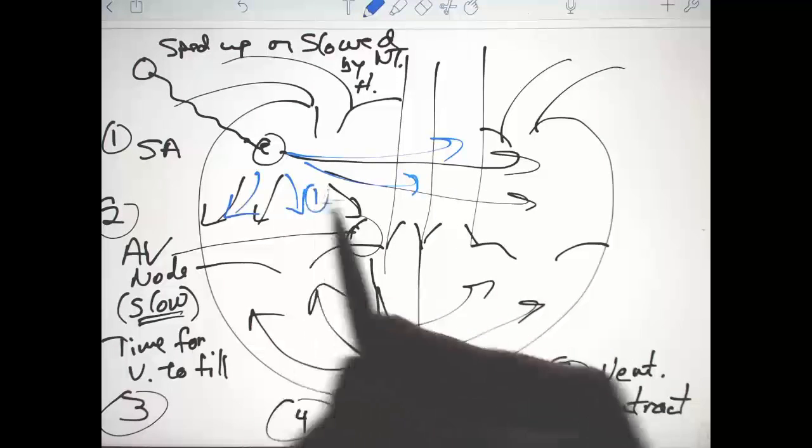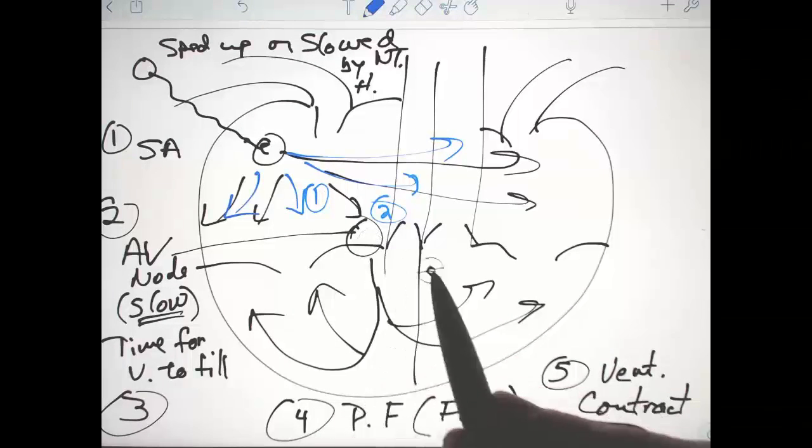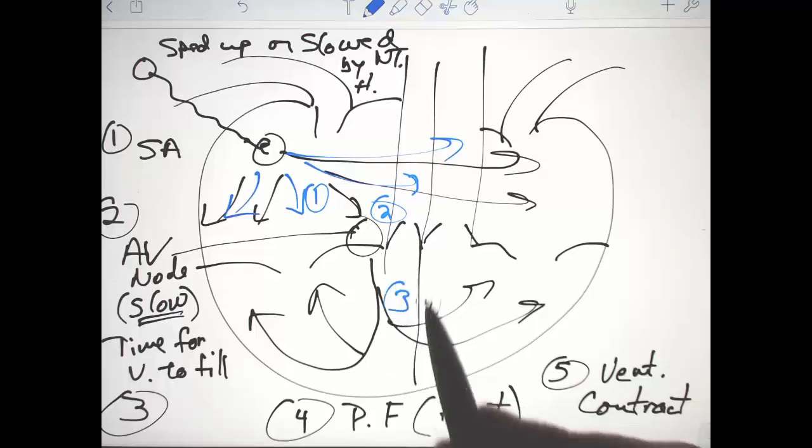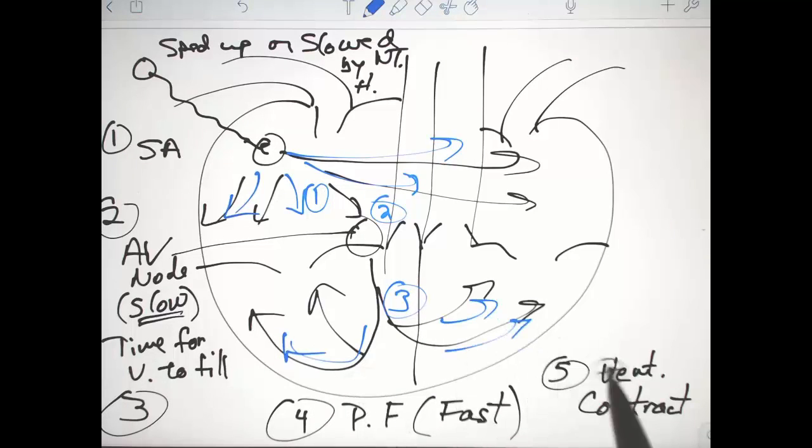1, 2 in the AV node, slowing. 3, fast conduction through the Purkinje fibers, and then ventricular contraction.